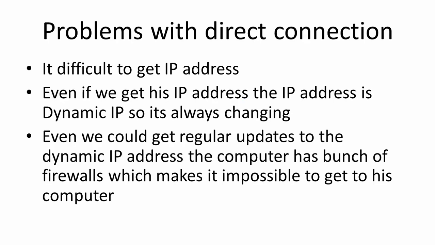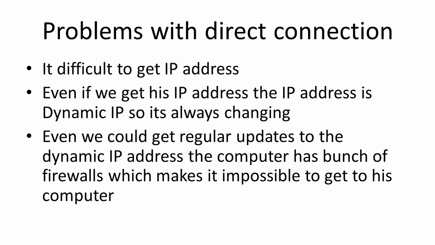Now let's discuss some of the problems associated with a direct connection. The first major problem with a direct connection is that it's difficult to get the IP address of your friend's computer if he is not tech savvy. Or let's say you're a hacker who wants to access someone's computer without his knowledge. In this scenario, getting the IP address of someone's computer is next to impossible.